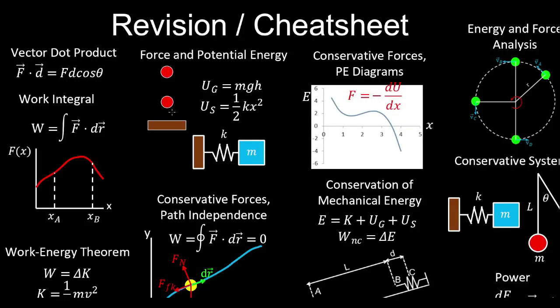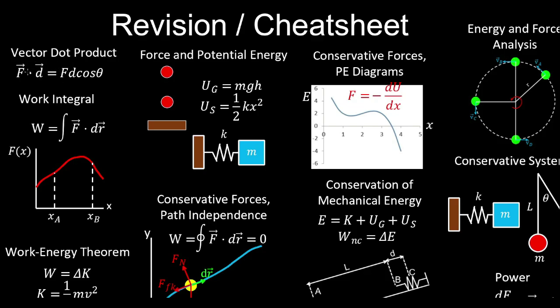Now that you've completed the first quiz, let's look at the main topics you should know when revising the work, energy and power unit. So the first thing is the vector dot product. The dot product between a force and a displacement vector is equal to the magnitude of the two vectors by the cosine of the angle between them. So this gives the work done by a force, and know when the dot product is positive, negative, or 0, which will give you the sign of the work done by the force.